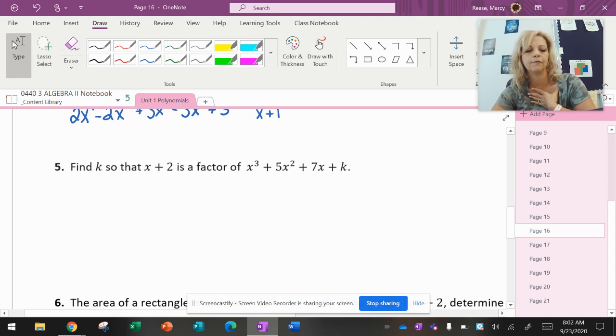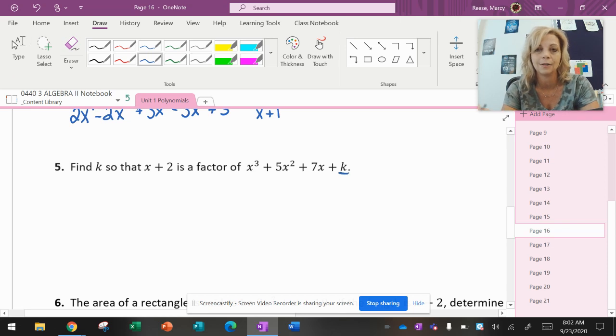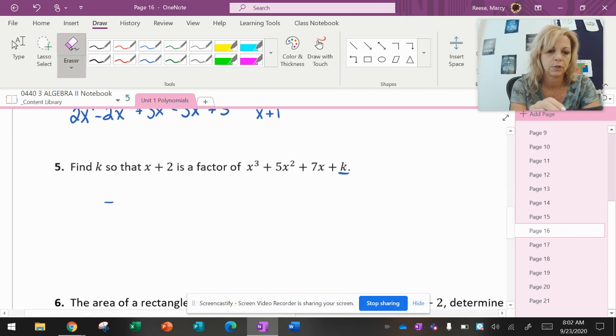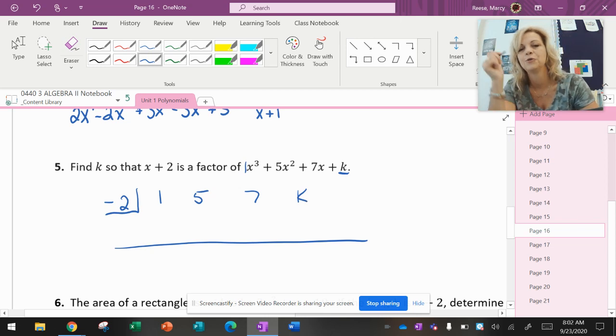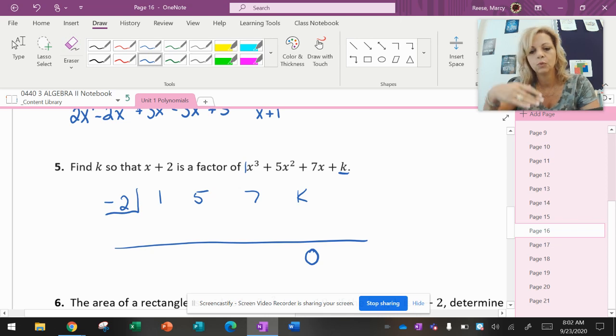Okay, so for k, it says find k so that x plus 2 is a factor. Now notice k is your constant here. So we're going to set it up just like we normally do, as if we are doing synthetic division. And we've got a 1, so there's my shelf, 1, 5, 7, and then I've got k. Now, this is what you've got to remember. For it to be a factor, I want this to be 0 in the end, right? So run through it, and then when you get here, we'll do some different math.